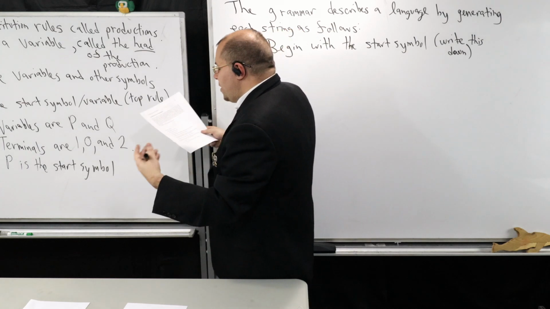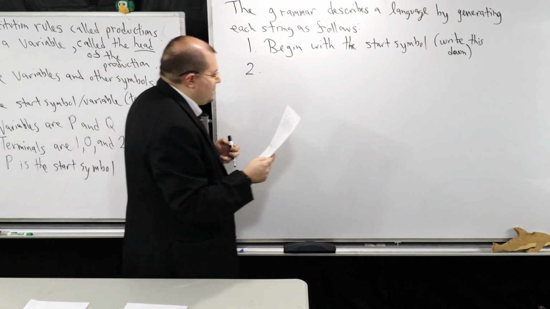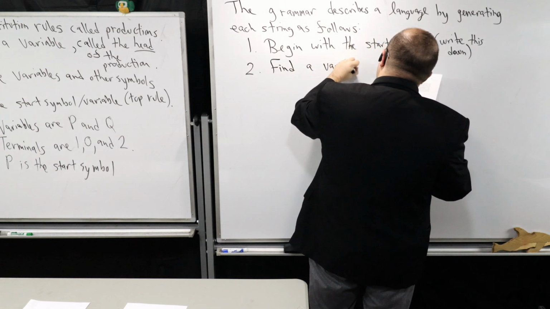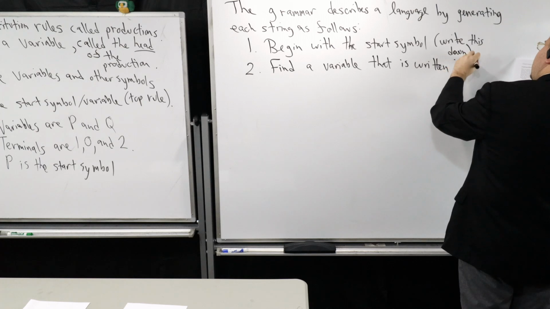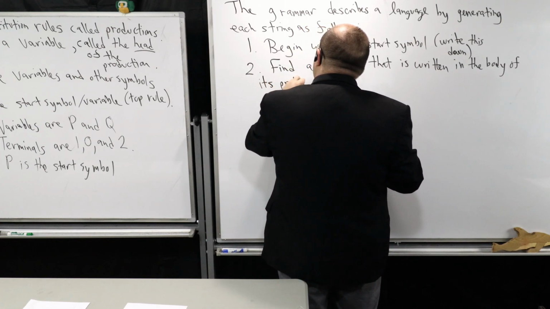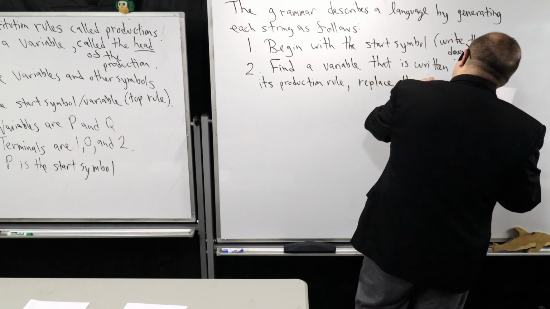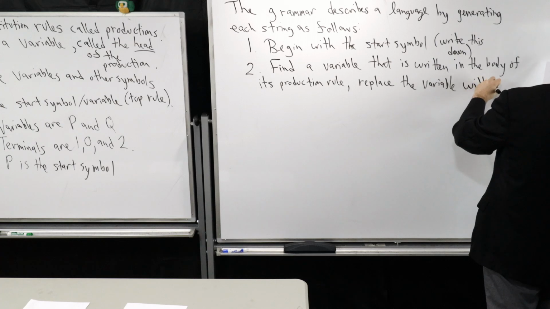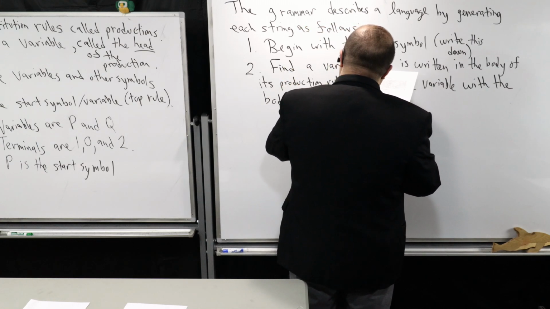Now I'm going to find a variable that matches the one that I currently have, and I'm going to write down the body of its production rule. I'm going to replace that variable with the body of that production. So find a variable that is written in the body of its production rule. Replace the variable. You just find some variable in there, and you replace the variable that you've identified with the body of the production for that rule.